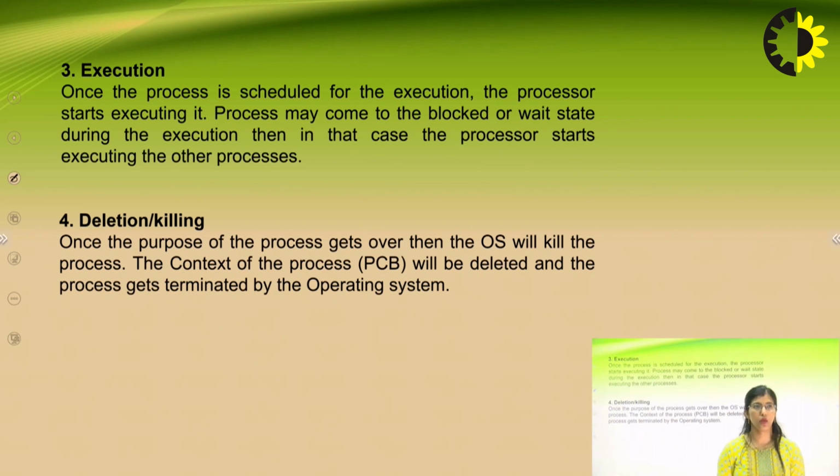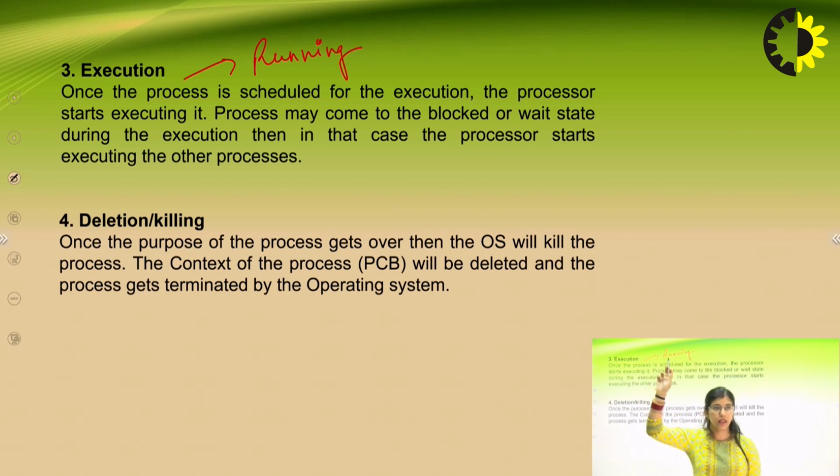Next one is the execution. Once the process is scheduled for execution, the processor starts executing it. The process may come to the block or wait state during the execution. In that case, the processor starts executing the other process. So execution of a process is an operation that is done on a process by the operating system. Execution means the process is in the running state. We have already discussed the running state in the process state diagram.